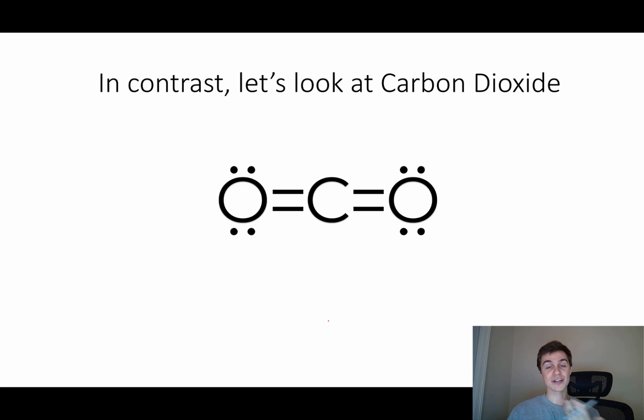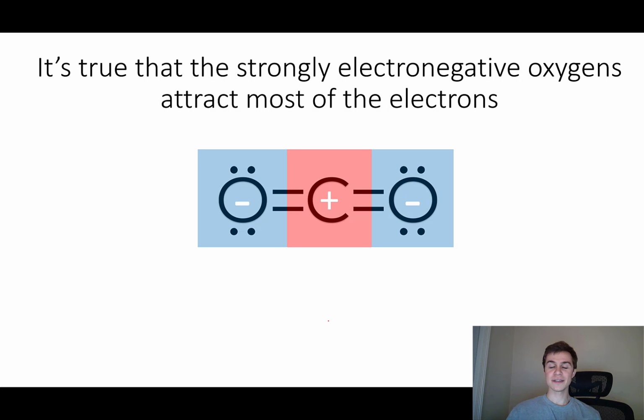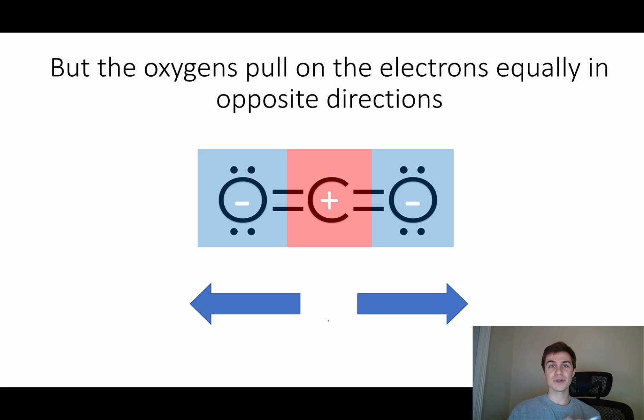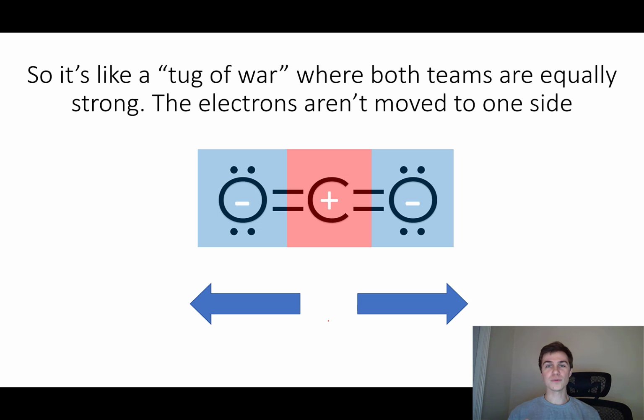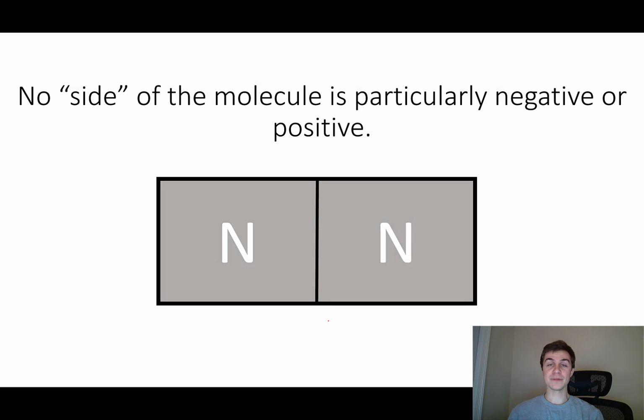Okay, so in contrast, let's look at carbon dioxide. Its electrons are sort of symmetrically distributed, and what I mean by that is it's true that the oxygens are electronegative. They're holding most of the electrons, and the carbon isn't. So the carbon is a little bit positive, and the oxygens are a little bit negative. But these oxygens are pulling equally in opposite directions. So it's not like the electrons are sliding to the left or to the right. They're staying where they are. So it's like a tug of war where both teams are equally strong and the electrons aren't preferring either side of the molecule. So no side is particularly positive or negative. They're both neutral.